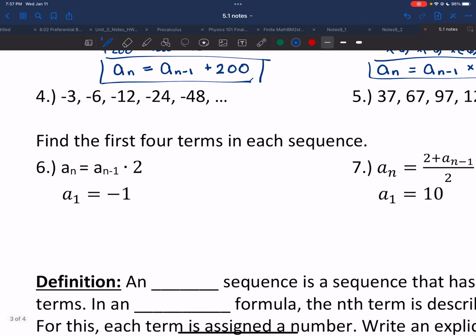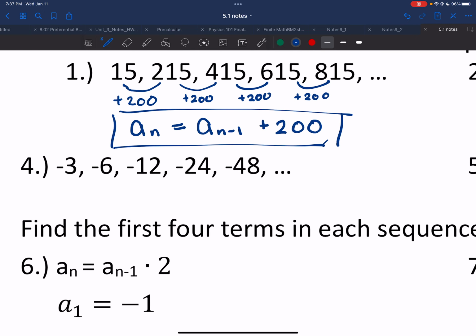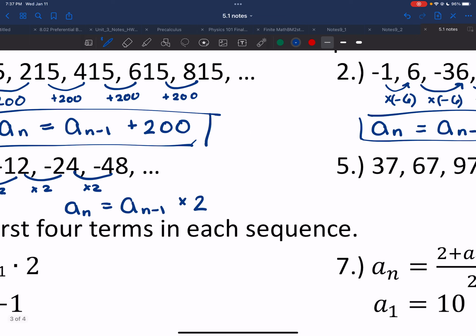All right, let's take a look at this one. Oh, almost missed this one. Okay, here we have from -3 to 6. I could say, well, let's see how it goes up pretty quickly. So I'm going to try multiplication. So that's times 2. 6, -6 to -12, that's also times 2. So I double each time on this one. So this isn't a very difficult one. So I have a to the n equals a to the n minus 1 times 2. And again, you can use the dot if that's easier for you for multiplication.